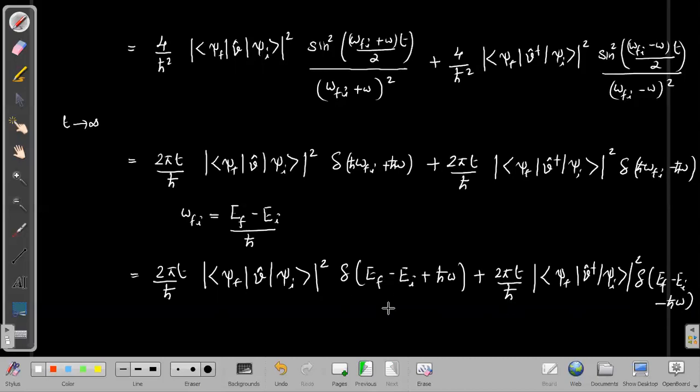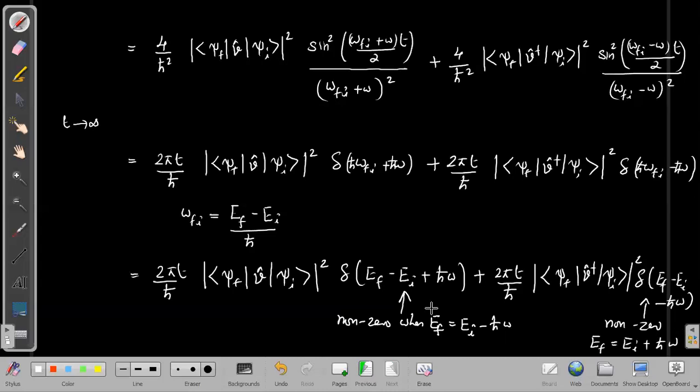Okay, so the Dirac delta function would be non-zero if the argument is 0. Therefore this term will be non-zero when EF equals EI minus H cross omega, and the other term would be non-zero when EF equals EI plus H cross omega.